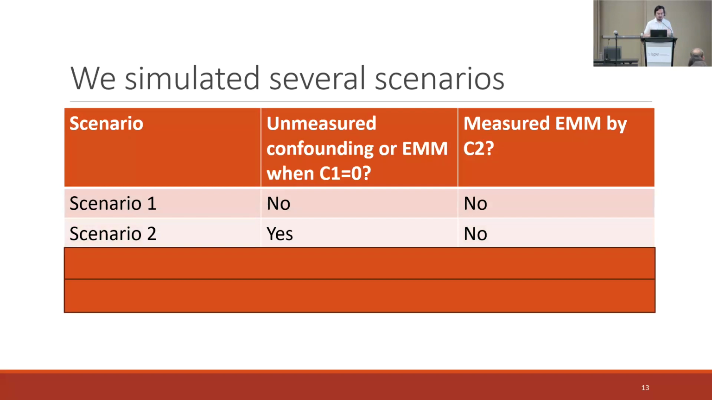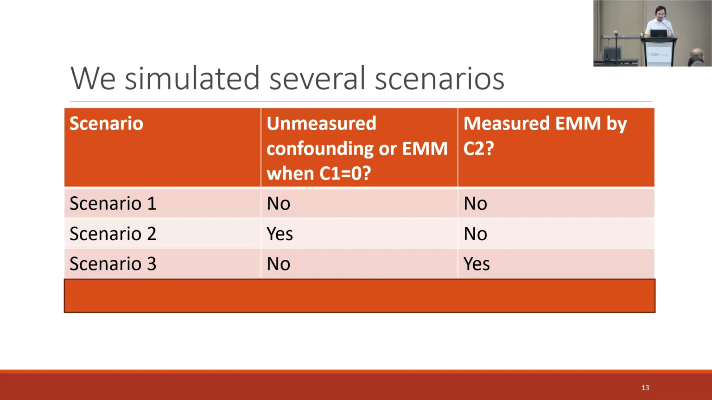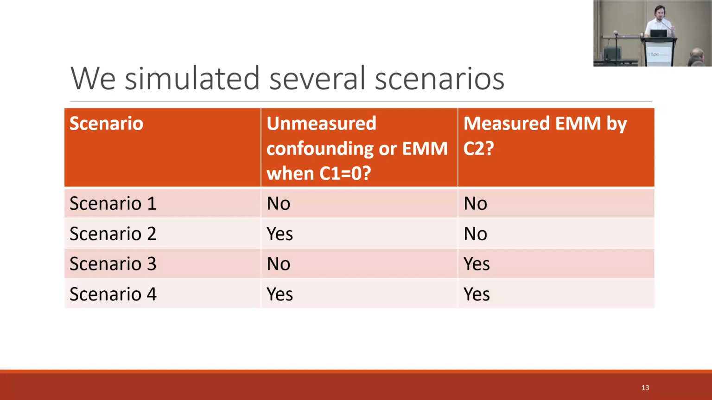What if there is confounding for scenario 2, but there's confounding in C1 equals 0, but there's no EMM by C2. Maybe I should have not used C1 and C2 here. And in C3, we've got the reverse, where there's no confounding, but there is modification. And finally, what if there's both? And we kind of just walked through, what do these estimates look like?